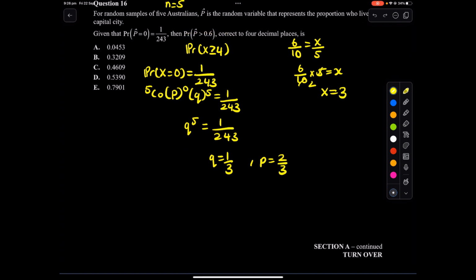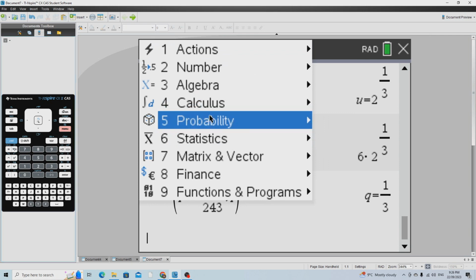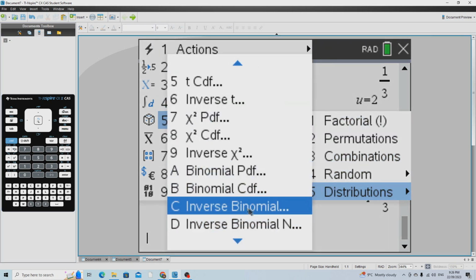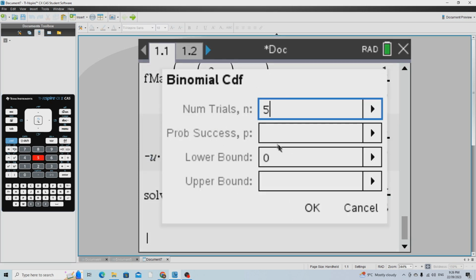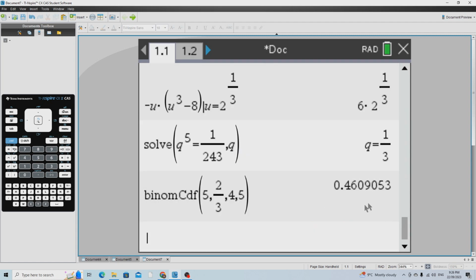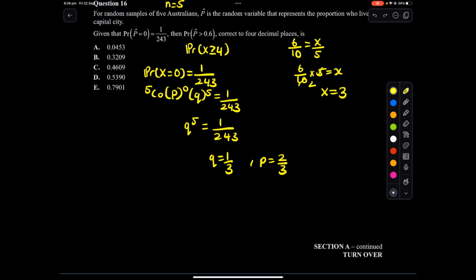I'm going to use my calculator, go on menu, go to probability distributions and go to binomial CDF. The number of trials is 5. The probability of success is 2 on 3 now. The lower bound is 4 and the upper bound is 5. Okay, and we get the probability, which is 0.4609. So choose C as your answer.